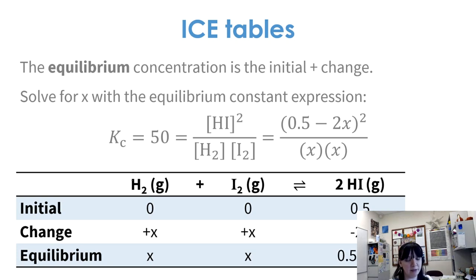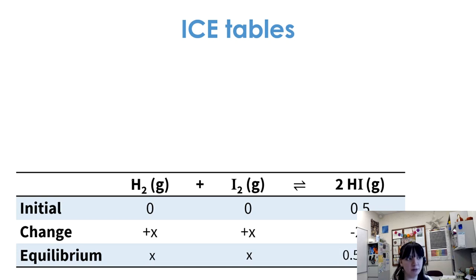And so that's what I've set up right here, where Kc is equal to 50, which is equal to the concentration of HI squared divided by the concentration of H2 and the concentration of I2, or in terms of all of these X's, you can see the expression right there. Now, actually solving for X can be a little tricky. Sometimes it's just simple algebra, but sometimes there are some tricks that we can use. So let's go ahead and solve for X.